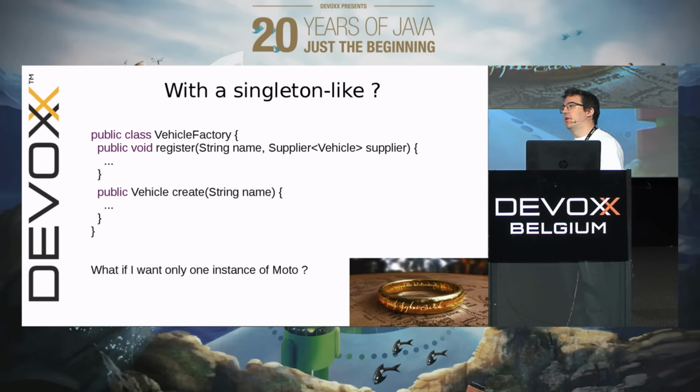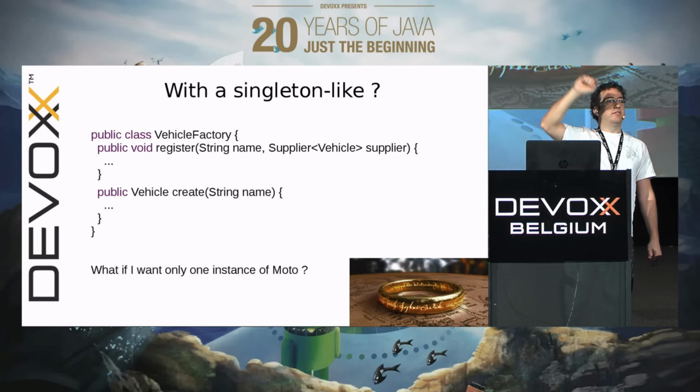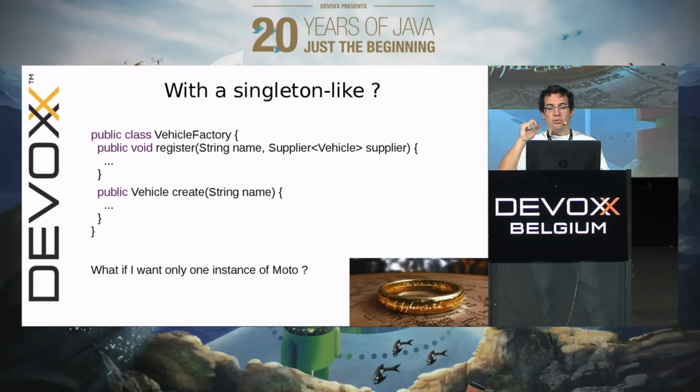The main problem of the singleton design pattern is that it does two things. The first thing is to guarantee that there is only one instance of a class, which is what we want usually. But we have another thing, which is everywhere in your code, you can ask for this singleton. It's a global. And usually, we don't want this. We want explicit dependencies and not hidden dependencies.